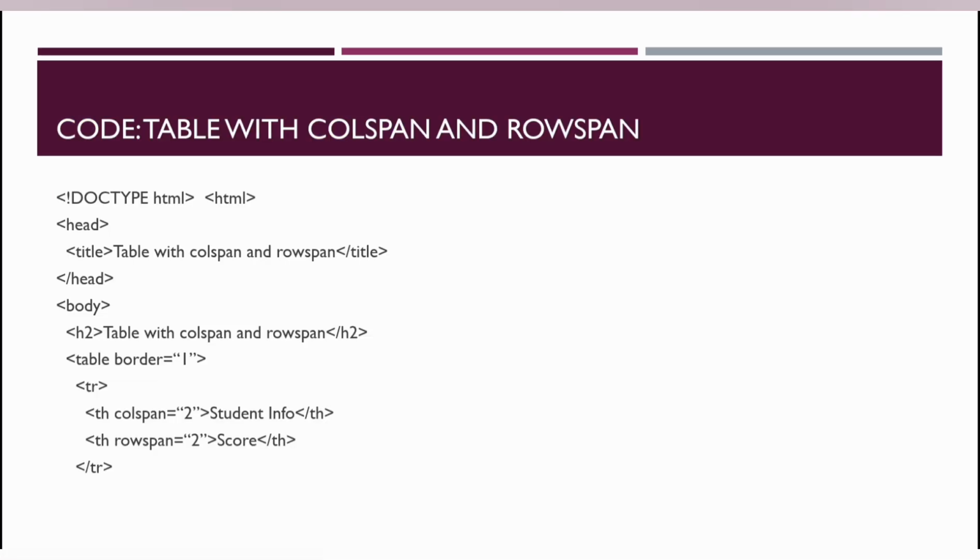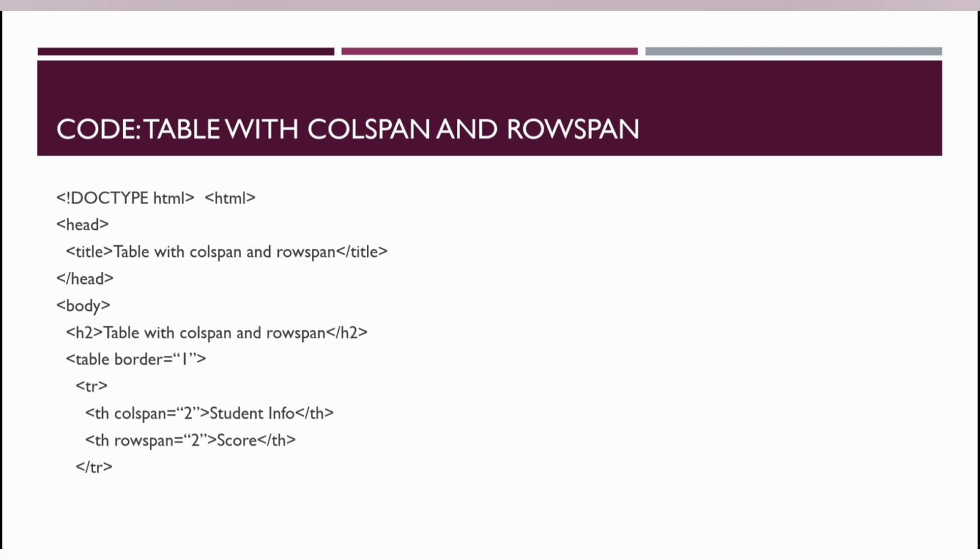Table with column span and row span. It starts with doctype HTML, head, title. I write table with column span and row span, and I close the head and open the body. Here I write the heading table with column and row span. I open the table with border 1. In the first row I took two headings, student info and score. For student info I took column span 2. For score I took row span 2. Column span 2 means two columns are going to be merged. Row span 2 means two rows are going to be merged.